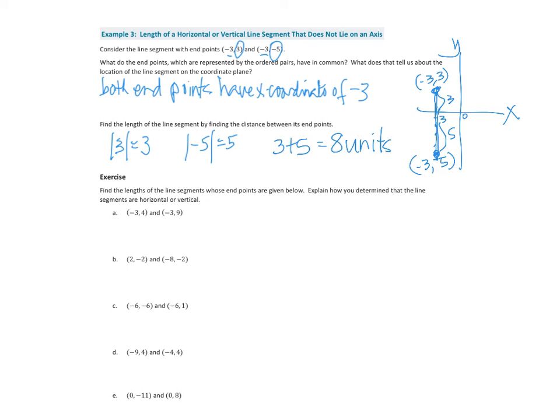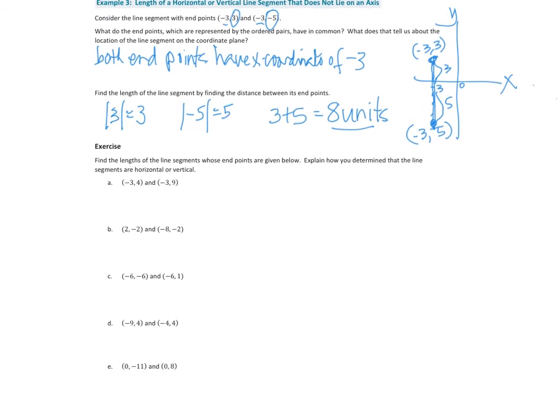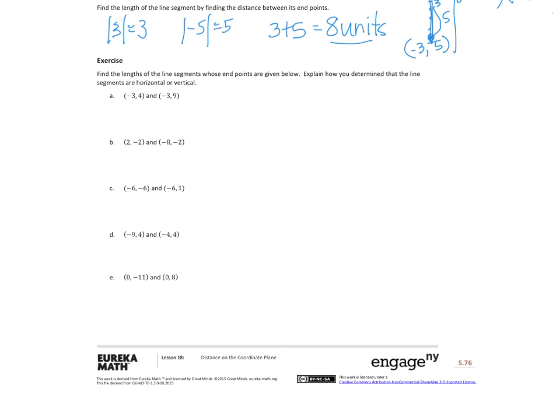I could write it out more completely, but I'm just going to say the distance between -3 and -5 is 8 units. That's my final answer on that one. So then I'm going to go up to the exercise, or I just moved my page up. A, B, C, D, E.